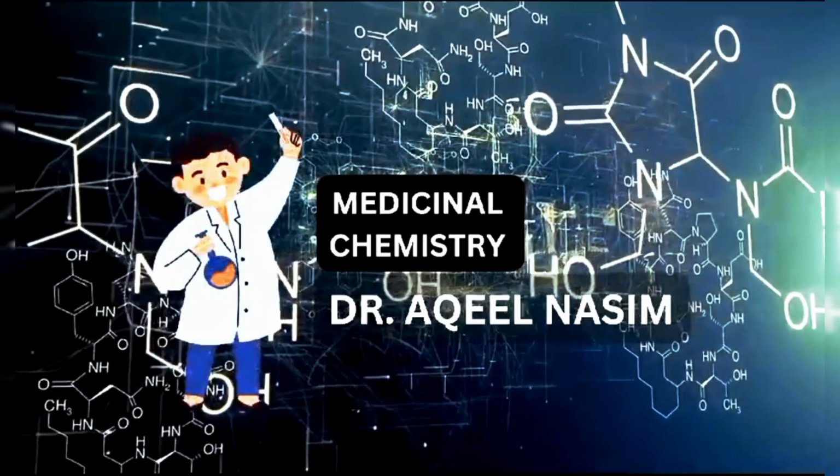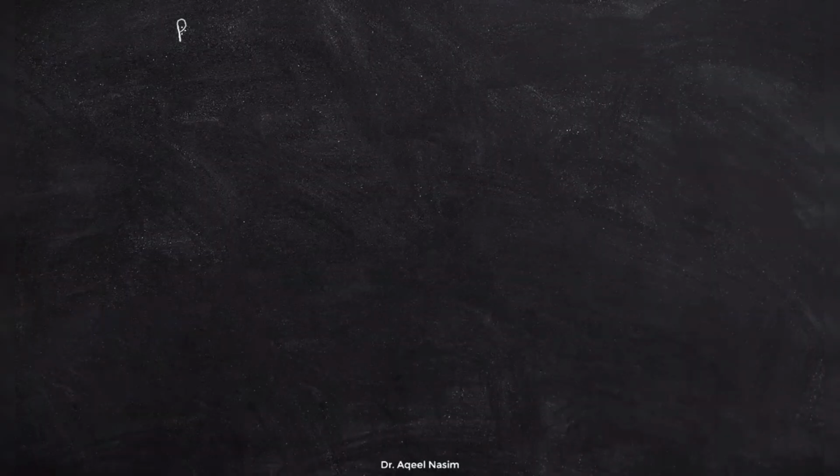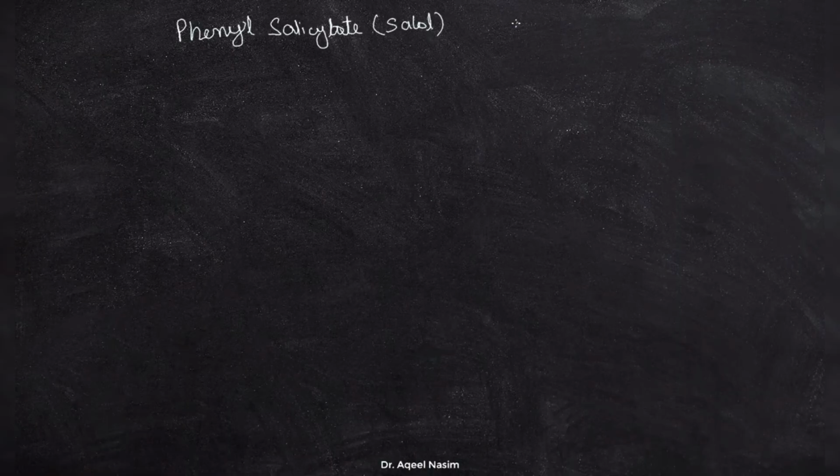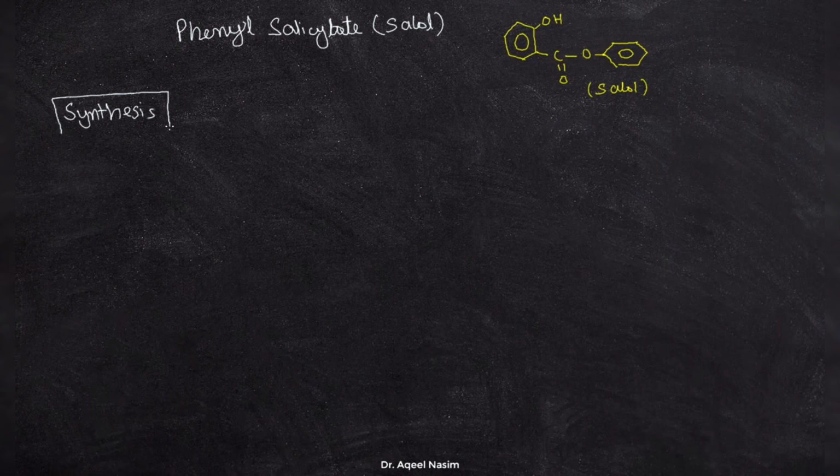Today we are going to discuss the synthesis of phenyl salicylate, commonly known as Salol. The basic structure is comprised of a derivative of salicylic acid. Here is the structural representation of Salol, also known as phenyl salicylate. Now let's discuss the steps involved in the synthesis of phenyl salicylate.